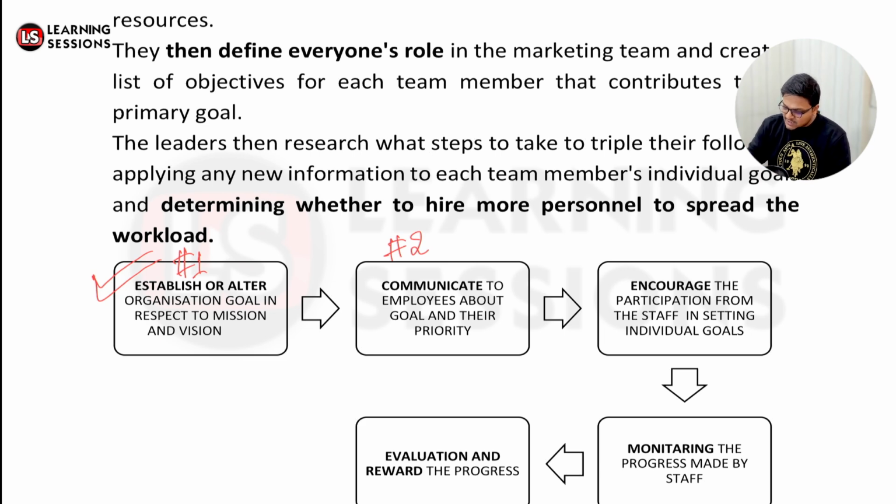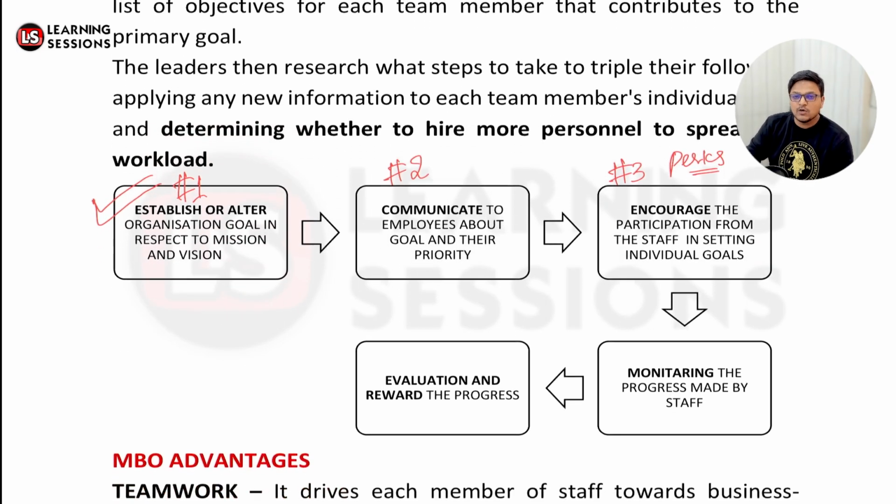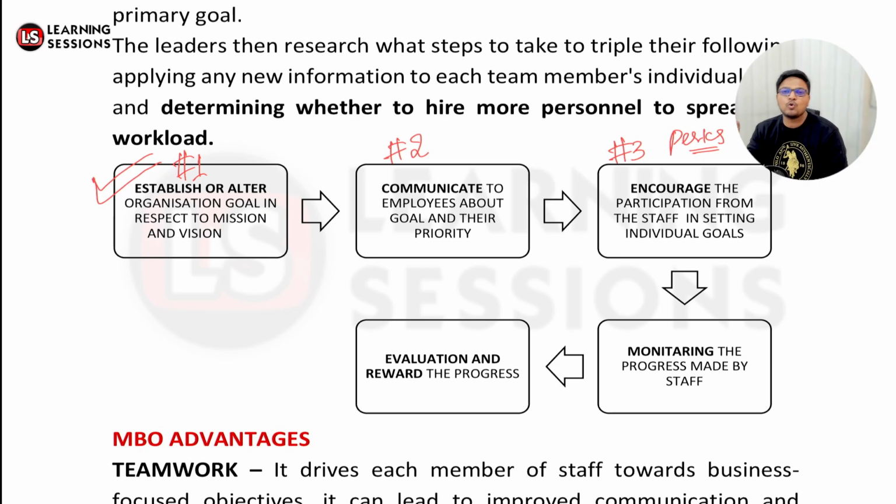Now we need to encourage participation from the staff. We'll be encouraging them that you need to do this task, and if you do this task, I'll be giving you this much perks. These benefits will be given to you. Now when they start doing the task, we'll be monitoring the progress, and that's step number 4.